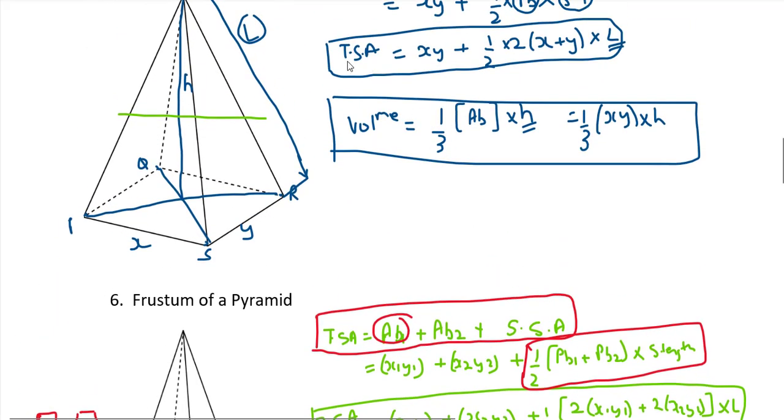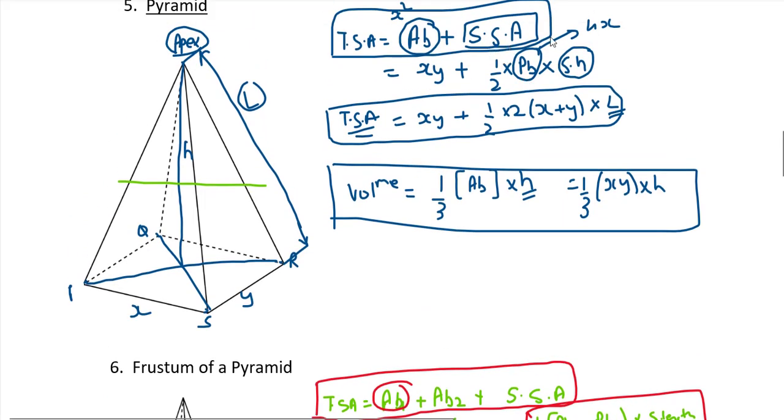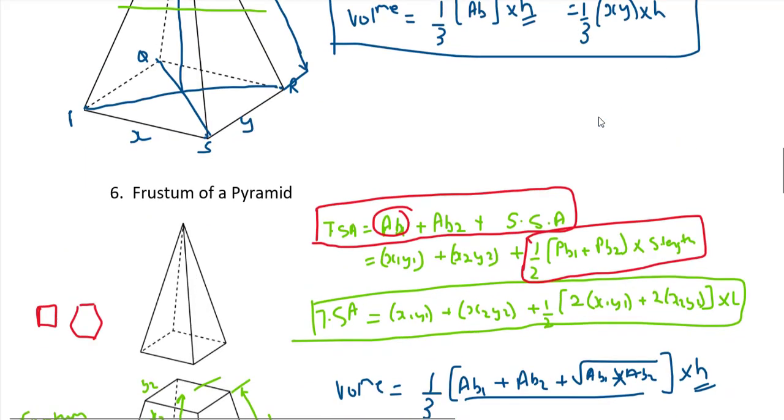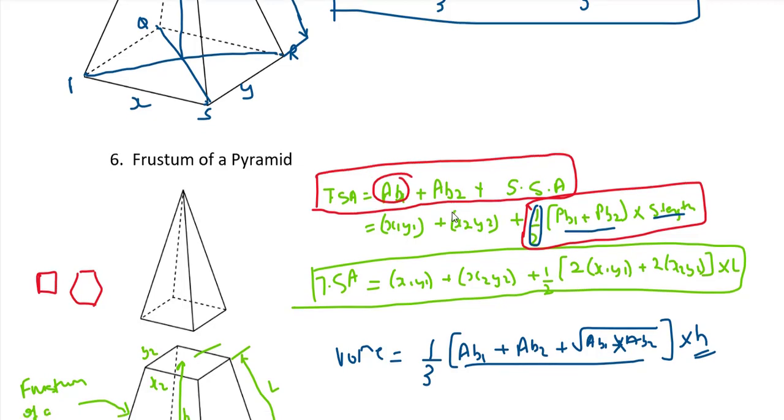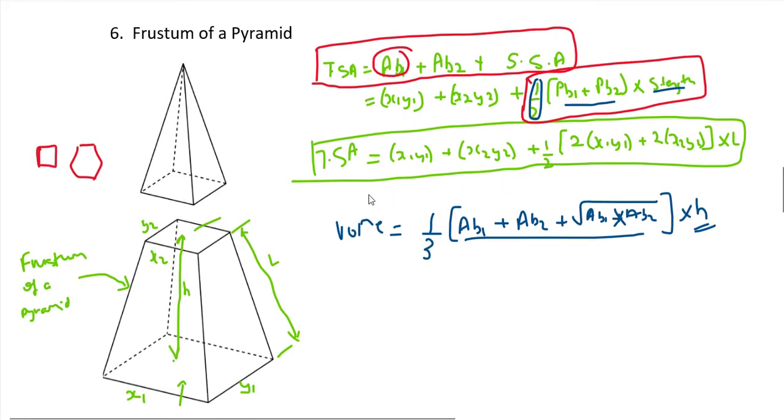There is a similarity in the formula for the total surface area as well, or the slant surface area rather. As you can see, it is half into perimeter into slant height L. Here also it is half into perimeter into slant length L. So in this way you can try to remember the structure of the formula, and depending upon the shape of the base, you can apply the area of the base formula and perimeter of the base formula to arrive at your answer.